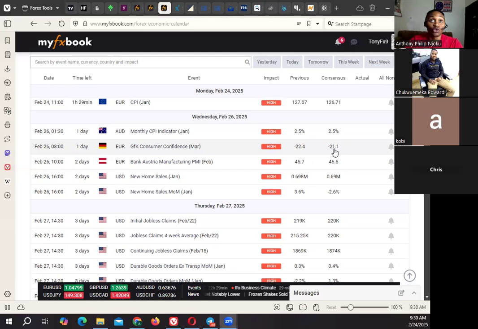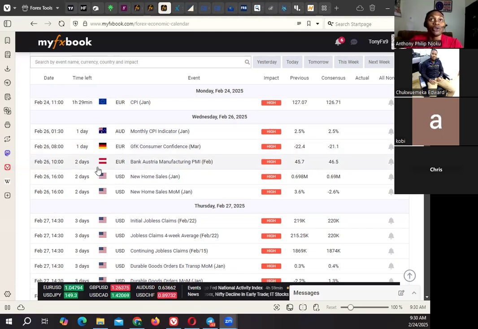So if you get minus 21.1, it is good for Germany on Wednesday. If you get anything higher than minus 21.1, like minus 20, it is good for Germany. But if you get anything lower, like minus 21.9, it is bad. Or minus 22, it is bad. So that would make the Euro weak or strong. So watch out for it.